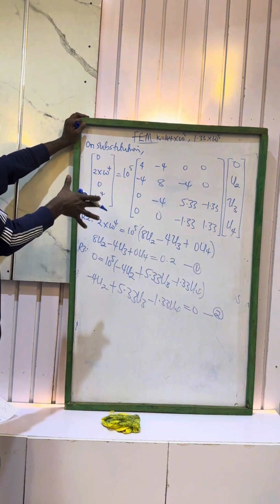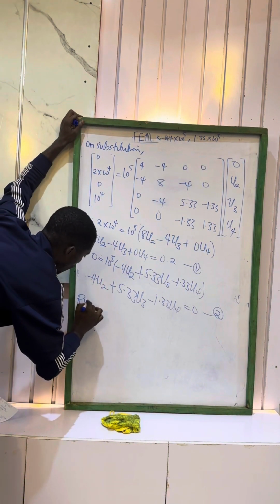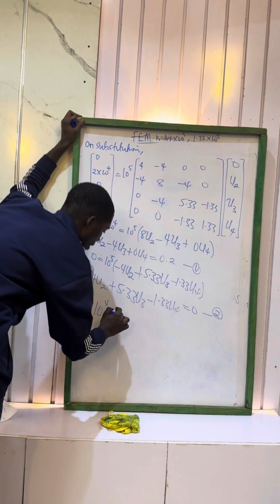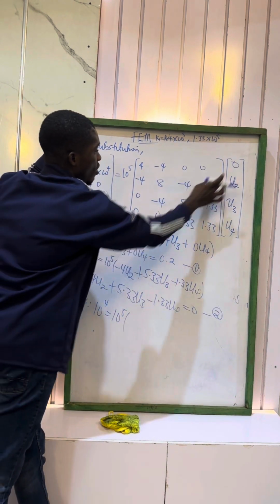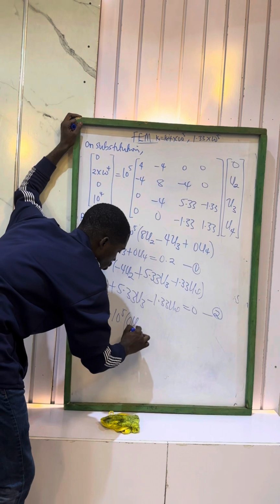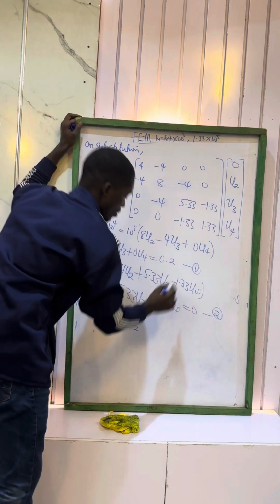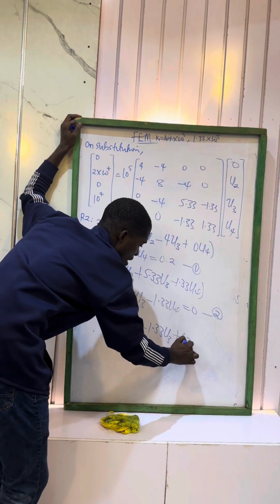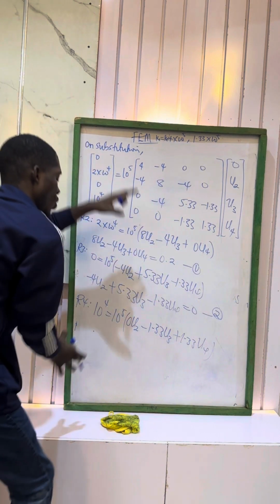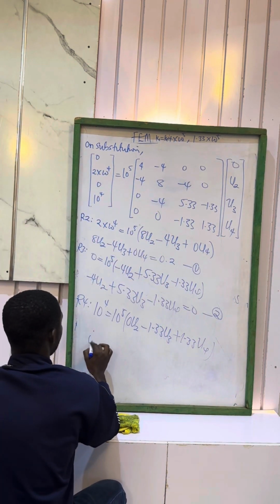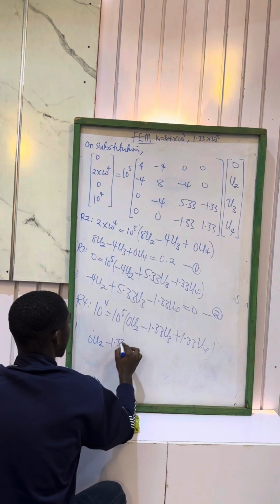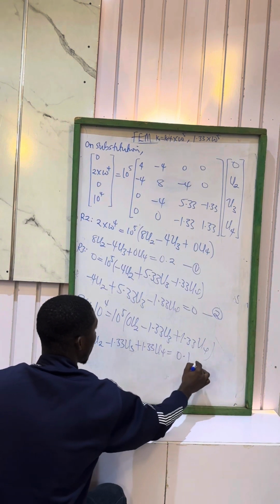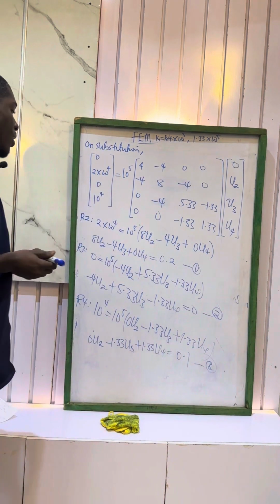Then the last one is what? My row 4. For row 4, I'm having 10 raised to the power 4 equals 10 raised to the power 5, open bracket, this 0 multiplying this 2, so I'll be having 0 U2. Then this multiplying this, we have minus 1.33 U3 and 1.33 U4. So rearranging, we have 0 U2 minus 1.33 U3 plus 1.33 U4 equals 0.1, my equation 3.